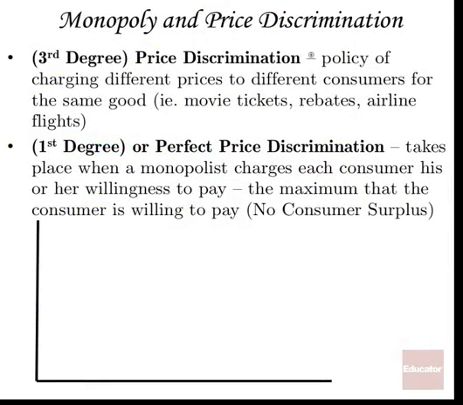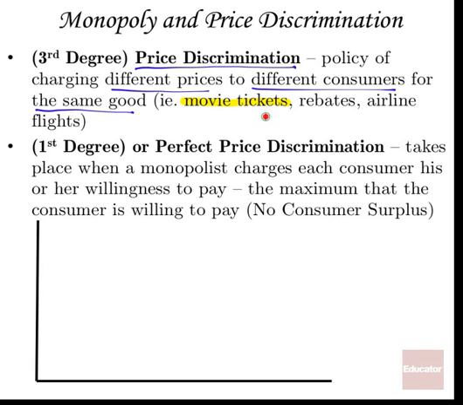So monopoly and price discrimination. Generally speaking, when the case is made for price discrimination, usually it's actually third-degree price discrimination. What is third-degree price discrimination? Third-degree price discrimination is a policy of charging different prices to different customers or consumers for the same good. For example, movie tickets.